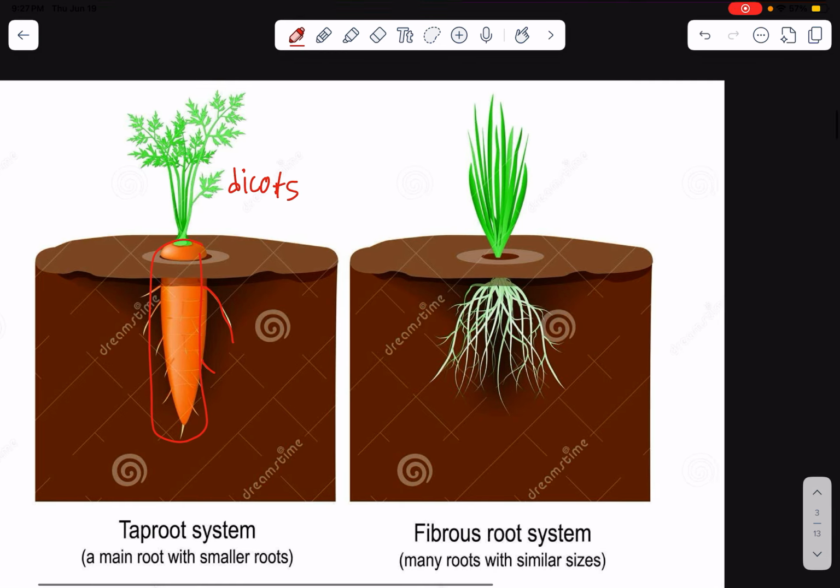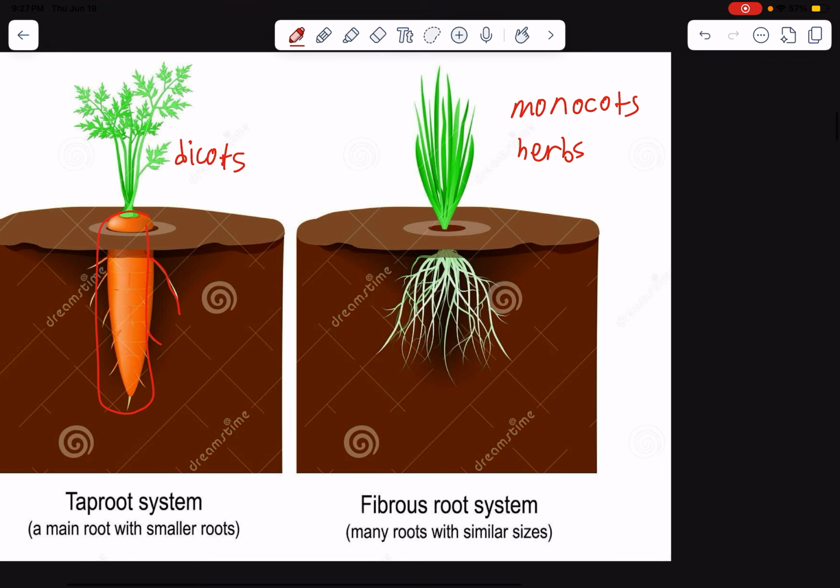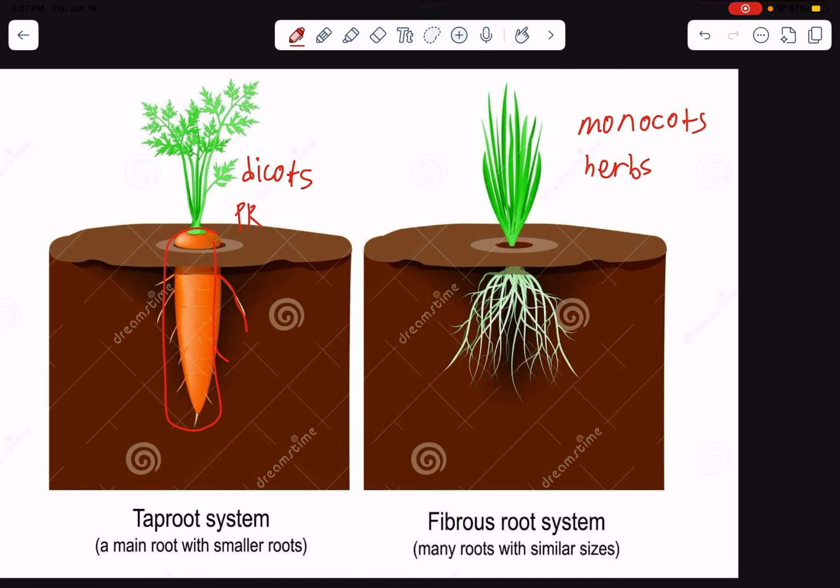In contrast, in most monocots and other smaller vascular plants like herbs, the fibrous root system consists of a mat of equal sized roots. And what's different here is the primary root. So this is the PR, the primary root. Here, there's no primary root. Why is that? Because the primary root dies off early in these plants.